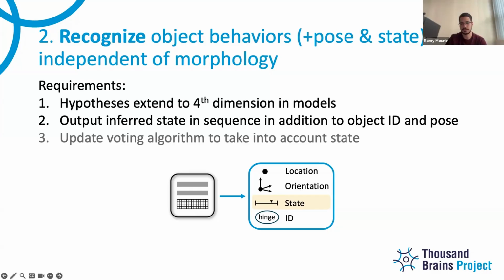Actually, that's kind of what we do when we vote on locations as well. We're not explicitly voting on object IDs. We're just voting on unique locations on each object. And since the locations are unique to each object, we don't do an additional vote on just the object ID.